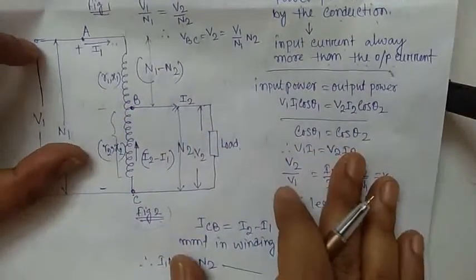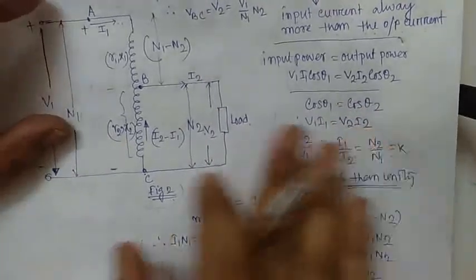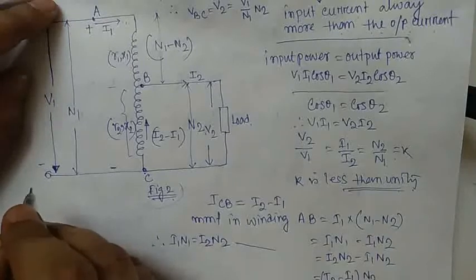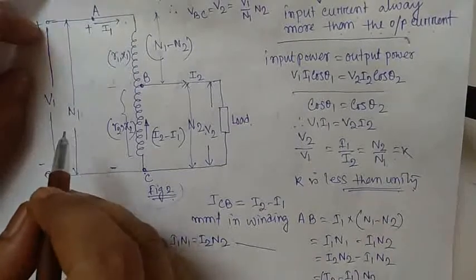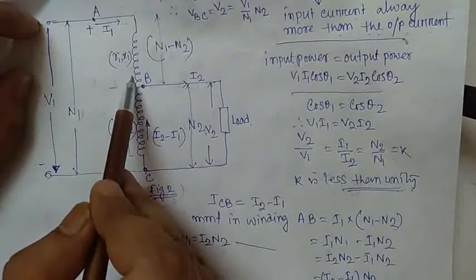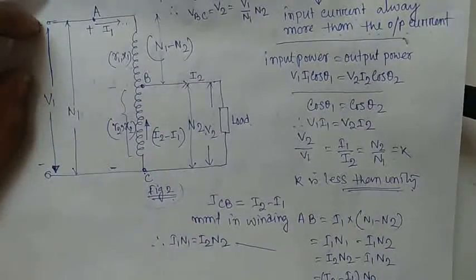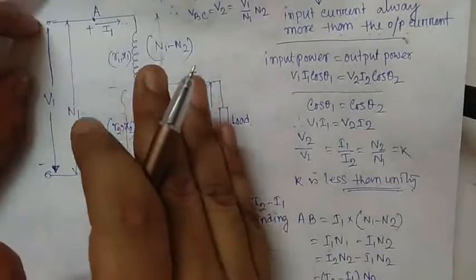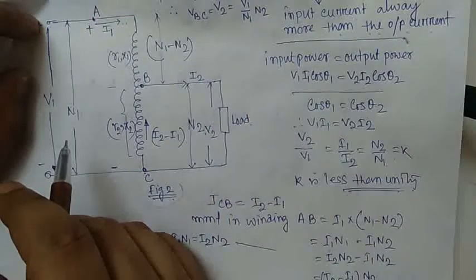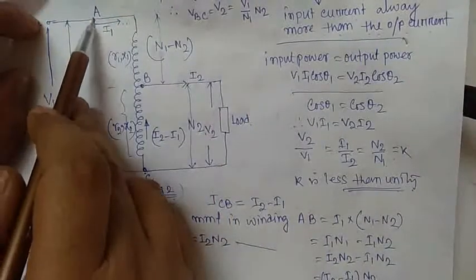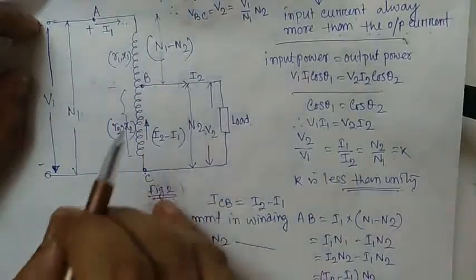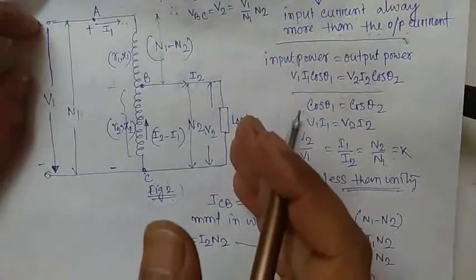Okay. Now next I discuss the volt ampere across AB, which are transferred by the transformer action to the load. Okay, volt ampere across AB are transferred to the load by means of transformer action.